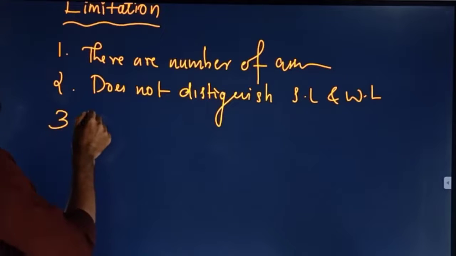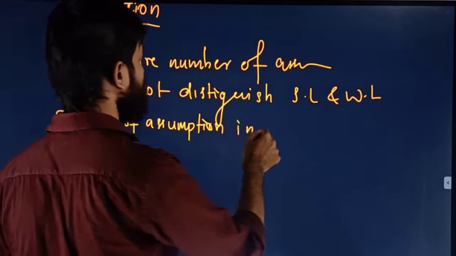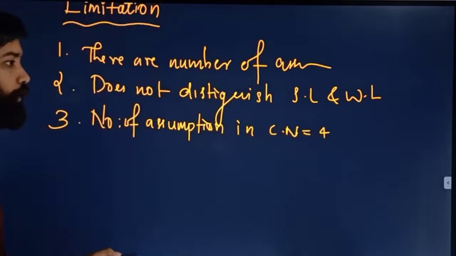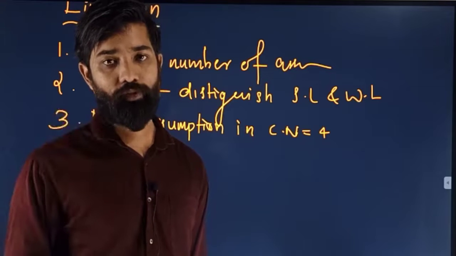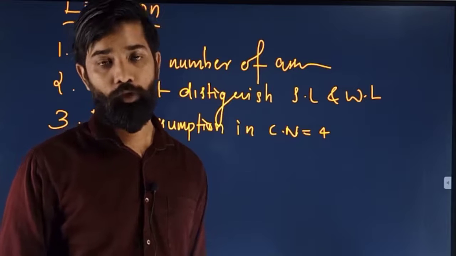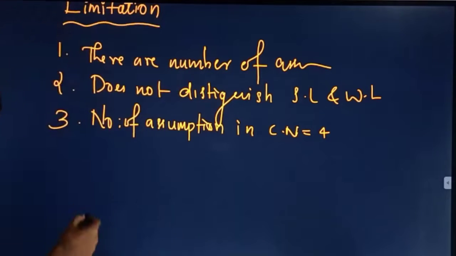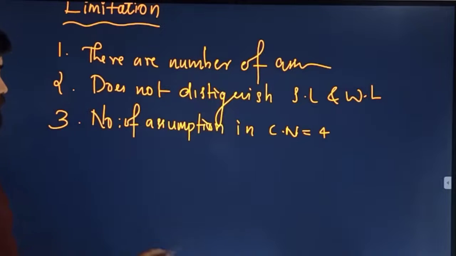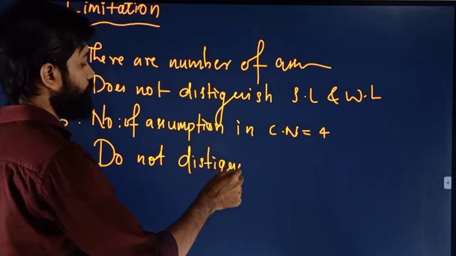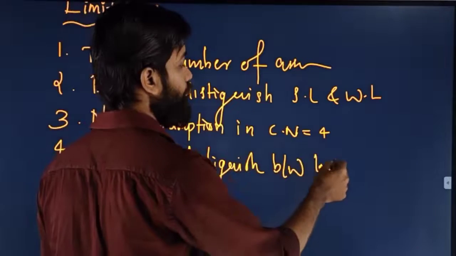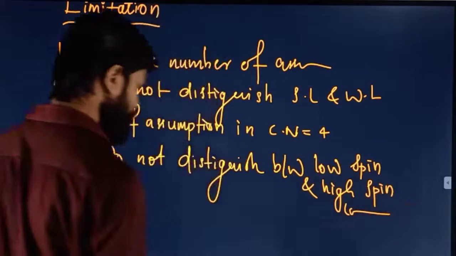And a number of assumptions in coordination number equal to 4. We already know the first example of this part of the video, Cu(NH3)4. Actually the expected hybridization is sp3, but experimentally it is dsp2. So in order to explain why this is dsp2, we simply excite one electron to the 4p orbital, right? So there are a number of assumptions in coordination number 4. And it does not distinguish between high spin and low spin complexes, but this is actually explained in crystal field theory.